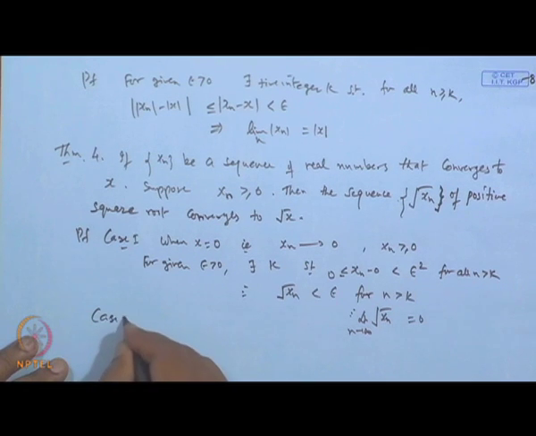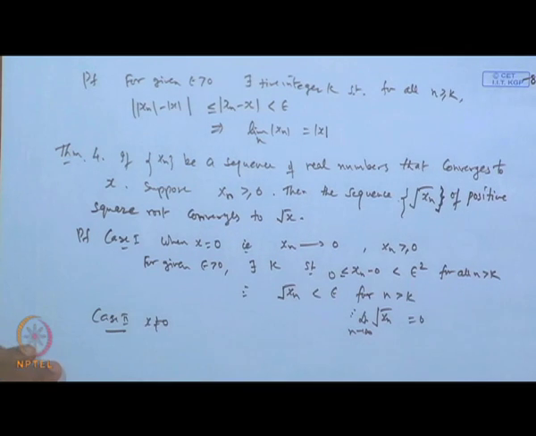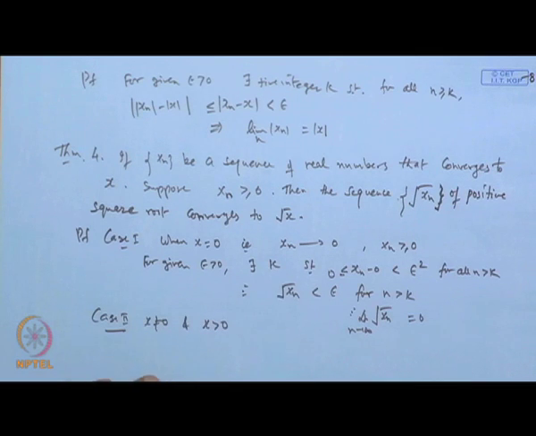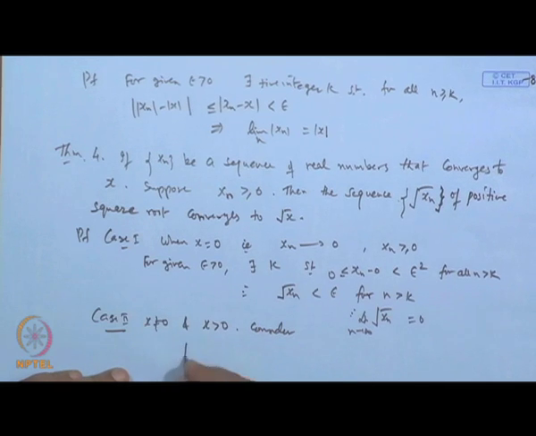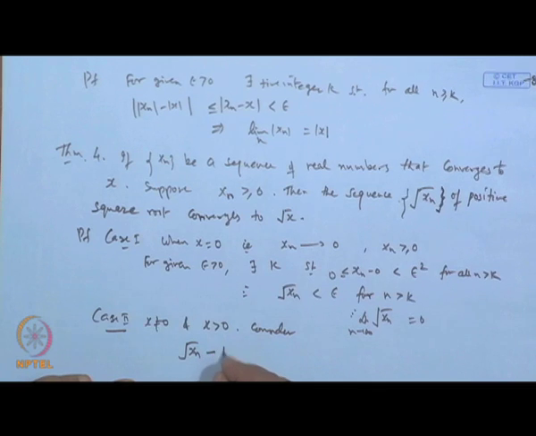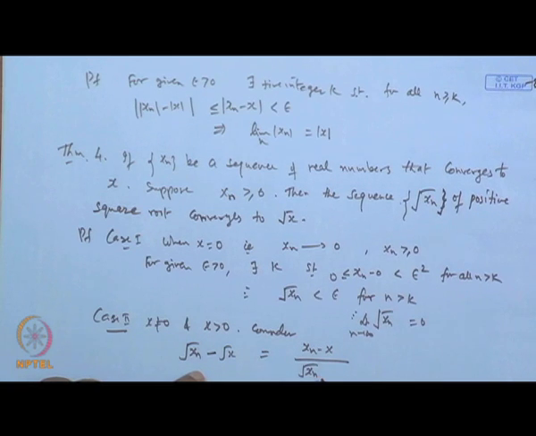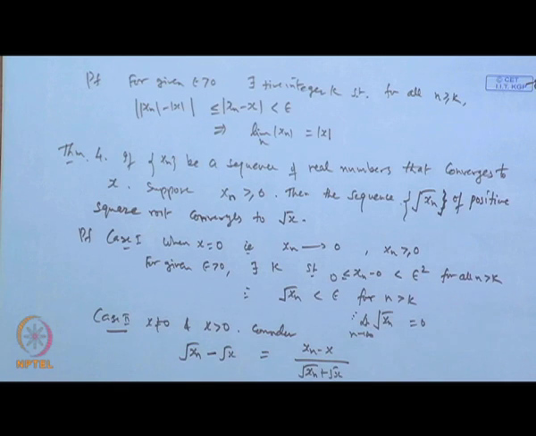Similarly, if we take x to be non-zero, and so greater than 0, then we consider under root xn minus under root x. Now, rationalize it. So, multiply and divide by under root xn plus under root x, and we get xn minus x over root of xn plus root x. Okay. Now, this is given under root of xn and both are positive.